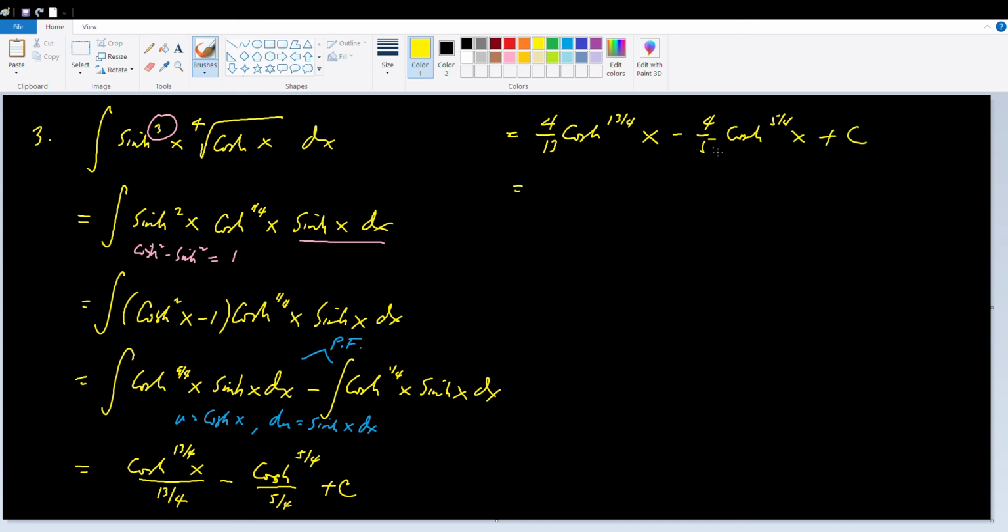Let us do some simplification by factoring 4 over 65 and hyperbolic cosine to the 5/4 x. So that will give me 5, since 65 divided by 13 is 5. Take away 5/4 from 13 over 4, that is 8/4, and 8/4 is equivalent to 2. So that is hyperbolic cosine squared of x. Then minus 65 divided by 5 is 13. We have factored hyperbolic cosine to the 5/4 x. So plus c.